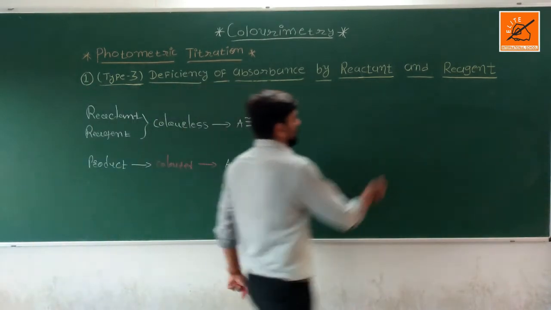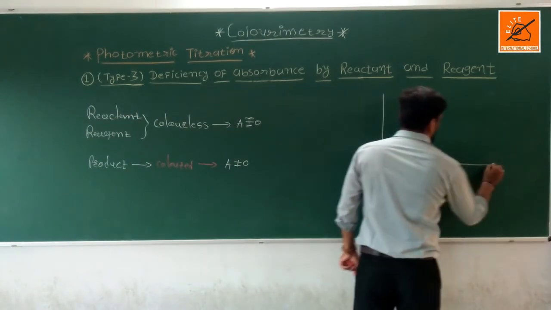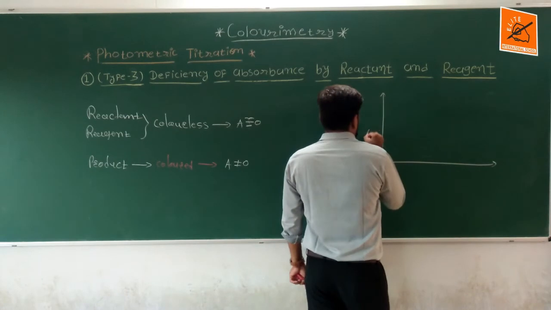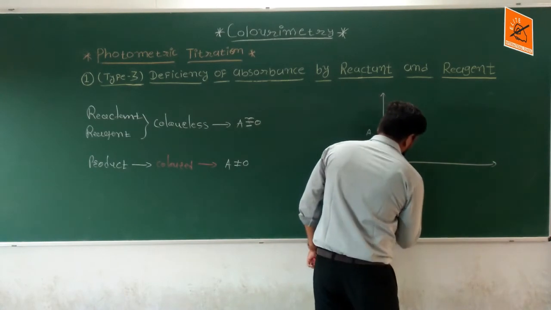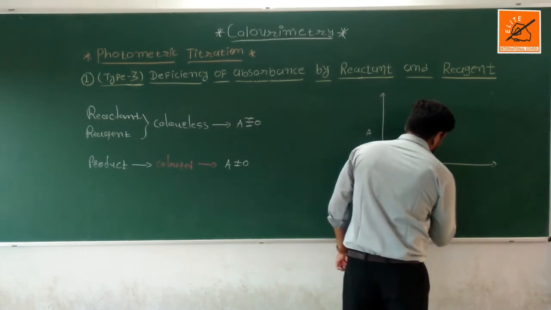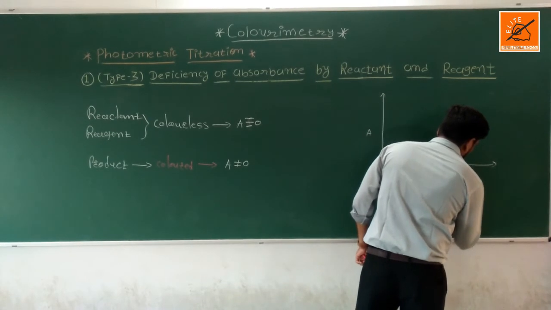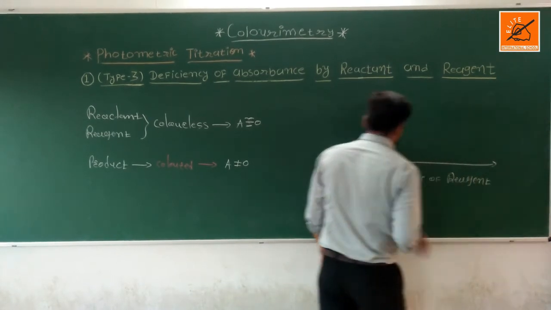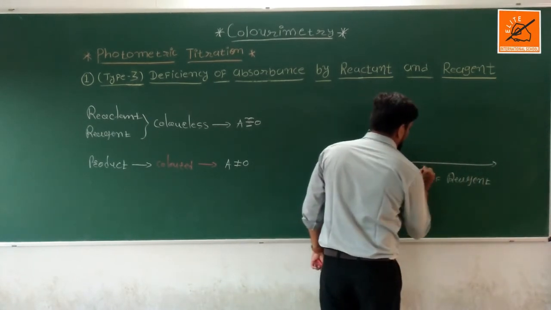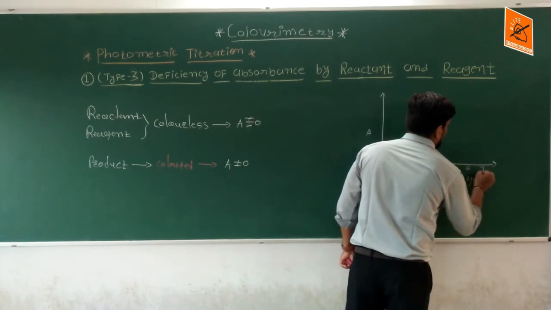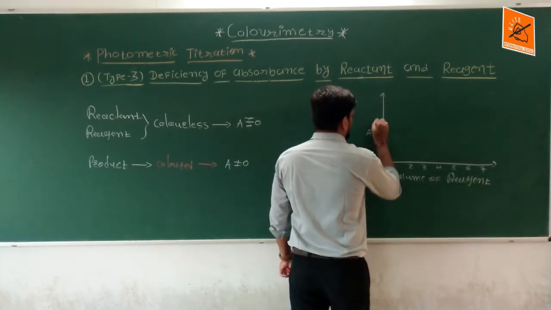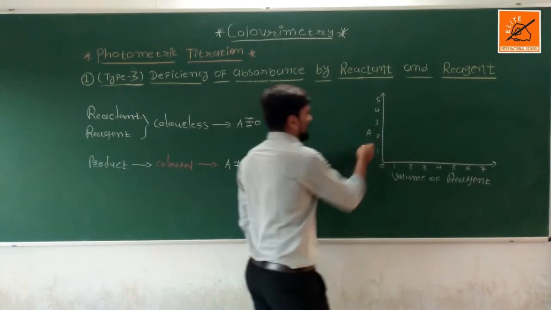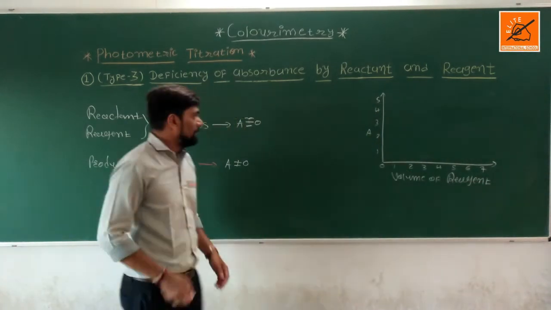Then we plot the graph of absorbance against volume of reagent. Here the volume of reagent is taken on the horizontal axis: 0, 1 ml, 2 ml, 3 ml, 4 ml, 5, 6, 7. Here absorbance 1, 2, 3, 4 and 5, and here the volume of the reagent.